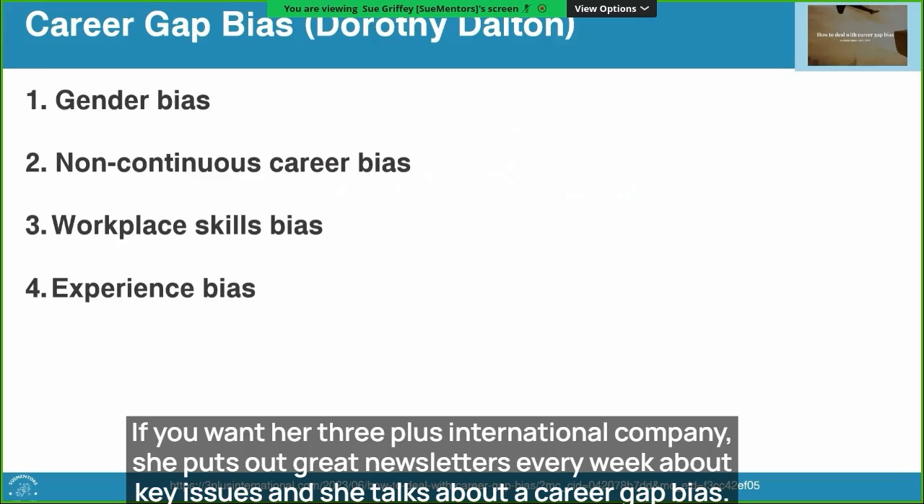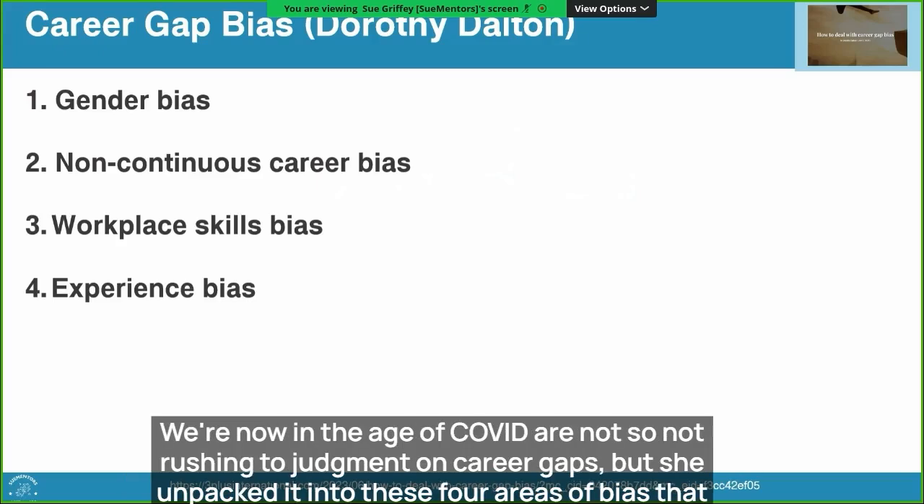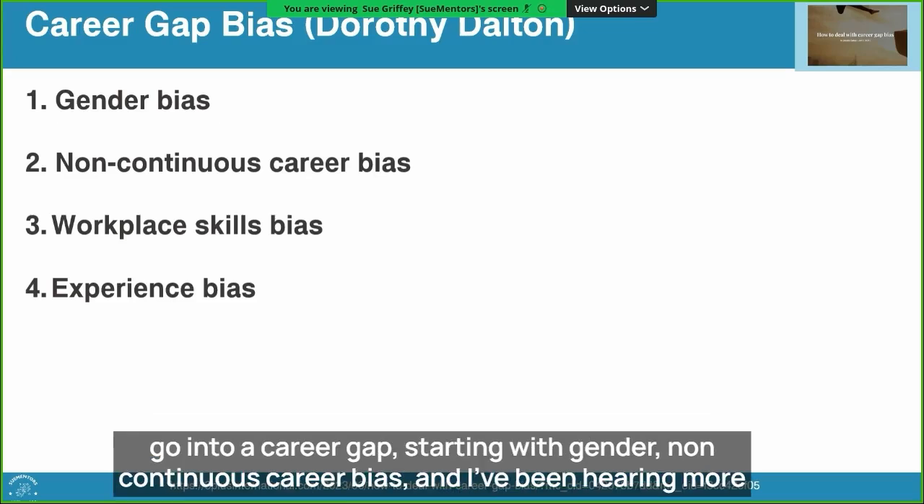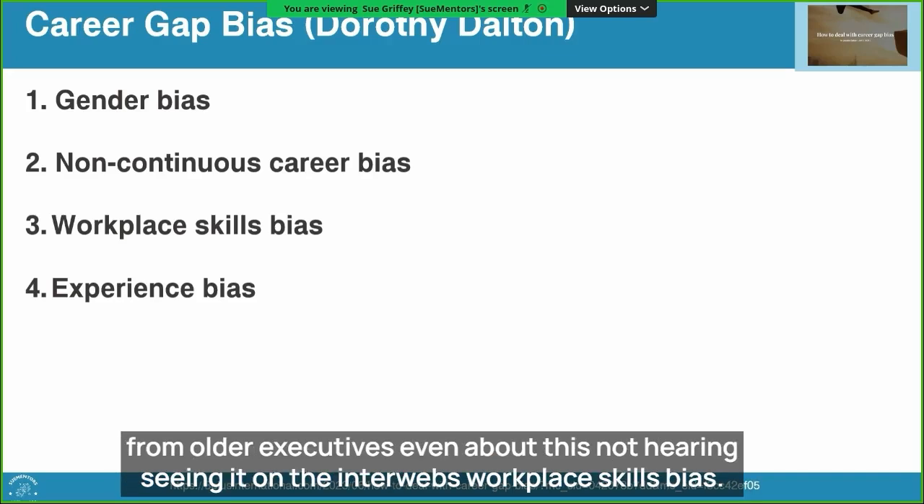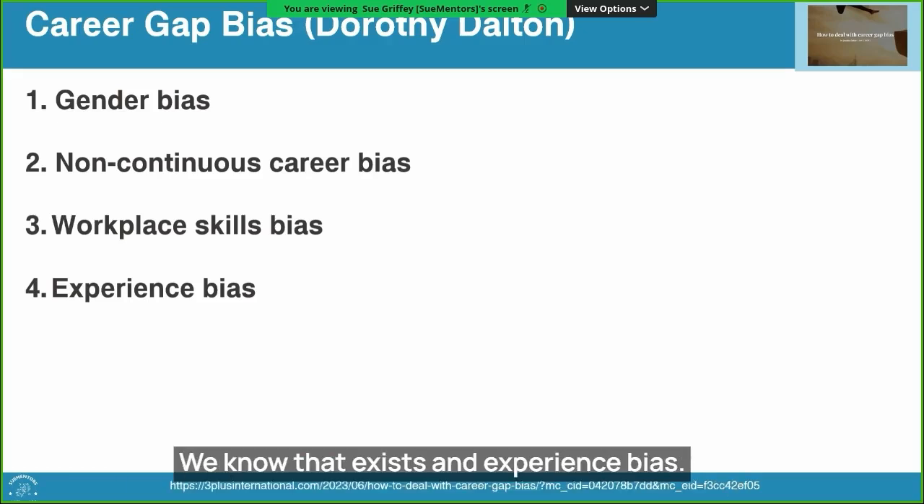And she talks about a career gap bias. We're now in the age of COVID, not rushing to judgment on career gaps, but she unpacked it into these 4 areas of bias that go into a career gap, starting with gender, non-continuous career bias, and I've been hearing more from older executives even about this, seeing it on the interwebs. Workplace skills bias, we know that exists, experience bias, and so I always appreciate Dorothy's perspective on things.